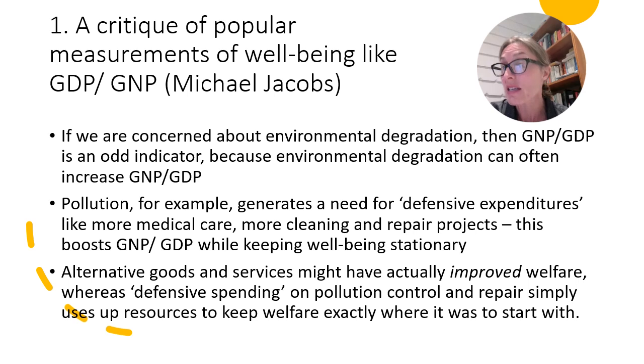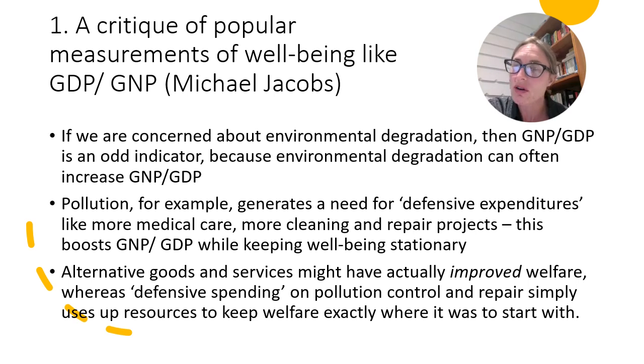Even though well-being is more or less, as Michael Jacobs argues, stationary. Alternative goods and services might have actually improved welfare, whereas this defensive spending on pollution control and repair instead works to use up resources to keep welfare exactly where it was to begin with. So you're spending money both producing and consuming, purchasing face masks, for example, or medical care to defend against pollution and keep your health at the same level as it was before, when you really might have been better off producing and spending on something that would have actually been beneficial to you.